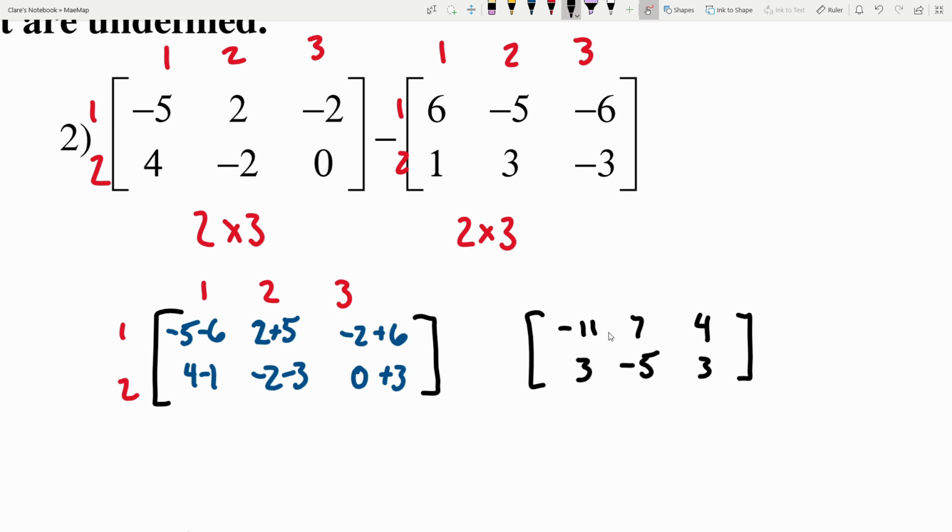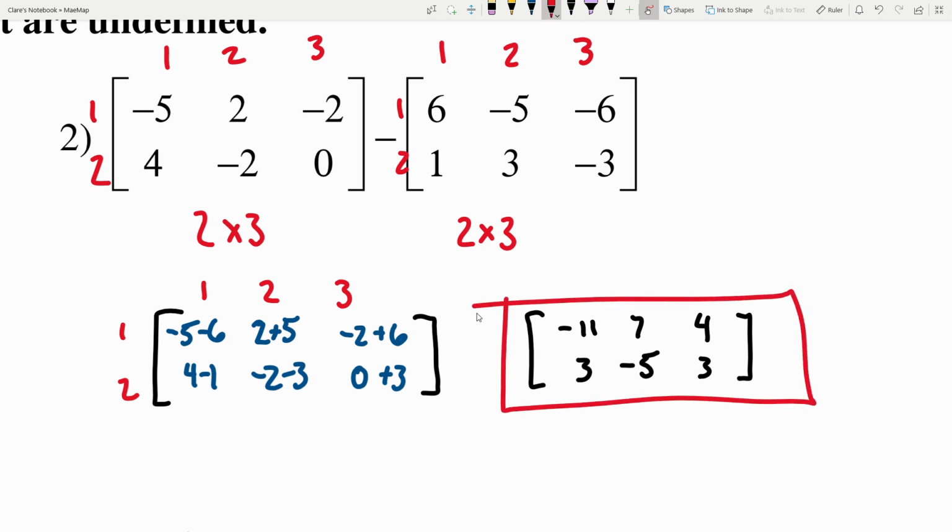So reading by row, negative 11, 7, 4, then 3, negative 5, 3, or reading by column, negative 11, 3, 7, negative 5, 4, 3. That's my solution in number 2.